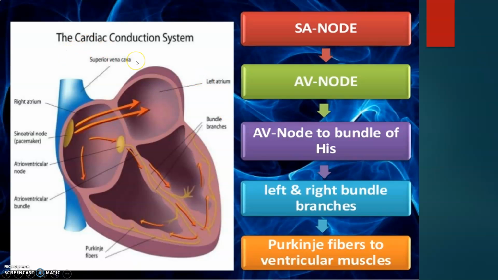The cardiac conduction system in the heart, as I told you, mainly starts with the SA node, which starts the action potential, which is then passed on to the AV node, and from the AV node to the bundle of His. Further, it divides into the left and the right bundle branches, which then reach the Purkinje fibers and then the ventricular muscles.